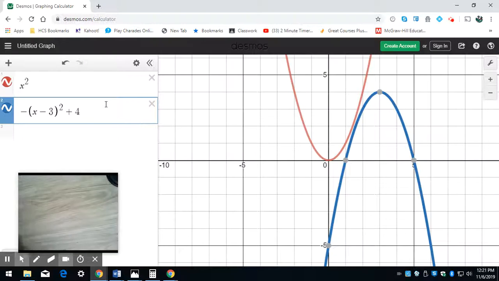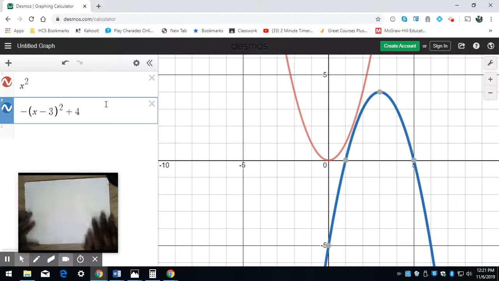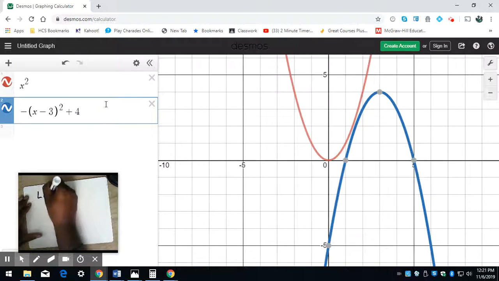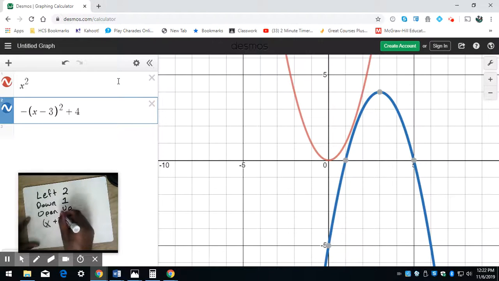What if I tell you I want to go left 2, down 1, and open up. I want to open up. Well, that's just going to be x plus 2. Remember, it's inverse, so I'm going to go to the left, so it needs to be plus 2, and then down 1. And since it opens up, I don't need a negative in front of this.